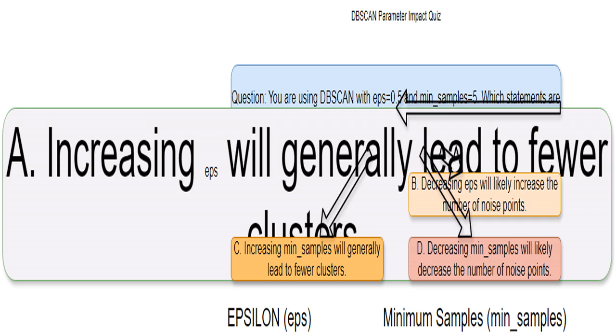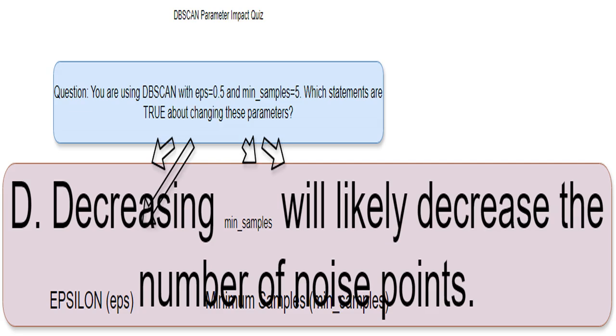This makes sense, right? By lowering the minimum number of points needed for a cluster, it becomes significantly easier to form clusters even with sparse data, thus leaving fewer points classified as noise. This is also completely correct.